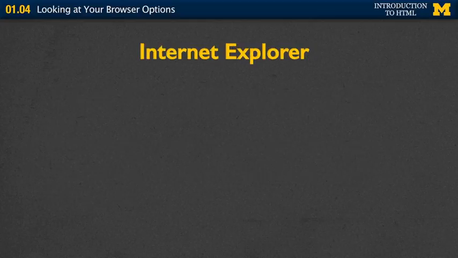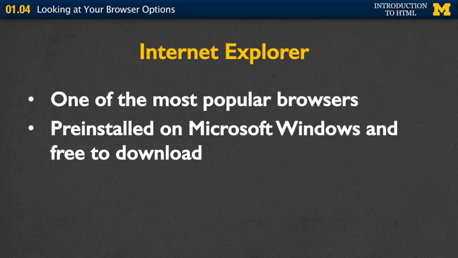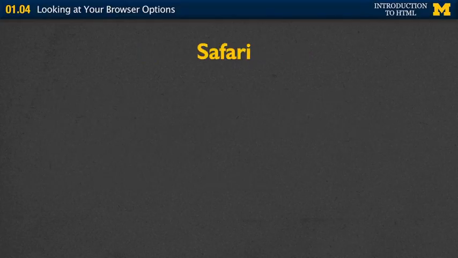So let's first talk about Internet Explorer. It's one of the most popular browsers in use today. It's pre-installed on Microsoft Windows, and it's also free to download if for some reason you don't have it on your machine right now. And that right there is the reason it's one of the most popular browsers, because convenience is really everything. Now, Internet Explorer is not available on the Mac, so if you wanted to make sure that you're testing everywhere, you can't really test Internet Explorer when you're developing on a Mac.